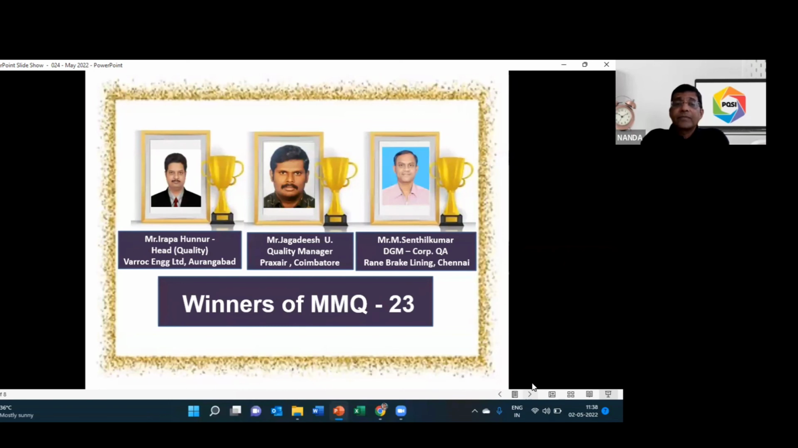Now, interestingly, all three are fantastic performers of MMQ, right? What I really appreciate about these guys is that almost any MMQ they try to attempt, and they've also been winners on a few occasions. Jagdish, of course, has been a winner for more than 3 or 4 occasions, and so is Mr. Sendil Kumar, two to three, I think, and Nirappa also has been.